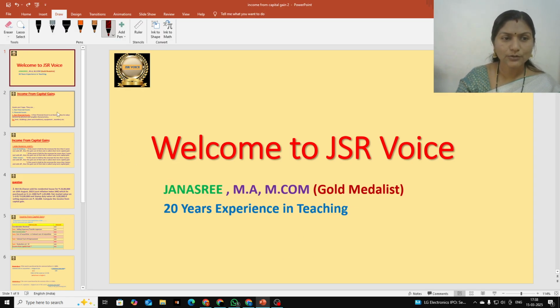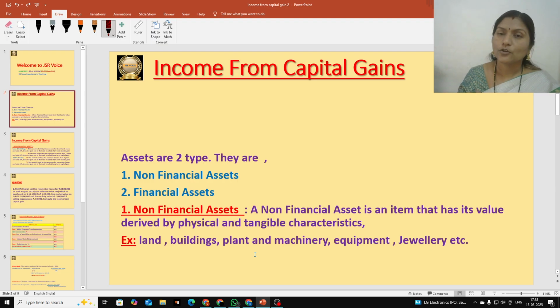Before starting the solution, you should know the introduction part. I explained it clearly in the previous lecture, you can go through that, and here I will just explain it briefly. Income from capital gain is one of the heads of income for every assessee. So what does capital gain mean? If any assessee is selling his asset, then the profit he gets is known as capital gain. Assets are of two types, non-financial assets and financial assets.